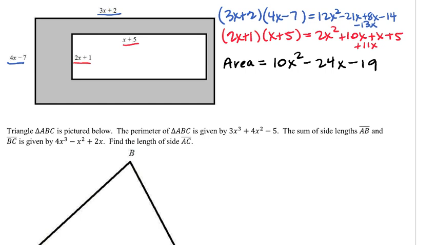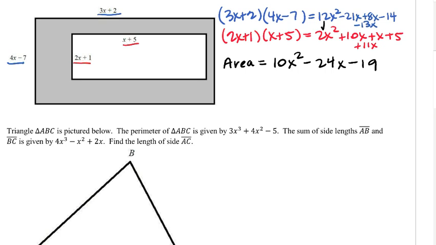All right, there you go. So what I did was, you see what I underlined in blue, that's the dimensions of the exterior rectangle. I found the area of the exterior rectangle. I found it to be 12x squared, negative 13x, and negative 14. And then I multiplied the dimensions of the interior rectangle to figure out what I was going to subtract away. I got 2x squared, 11x, and 5. So then, to find the area, I subtract.